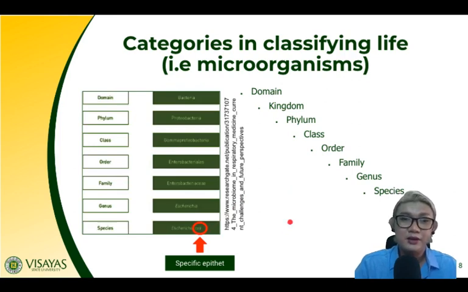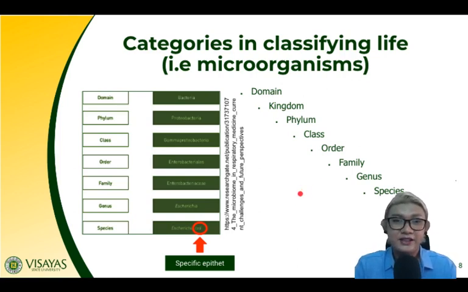the one that is being used generally for all organisms. So we know that the broadest category classifying life is domain.